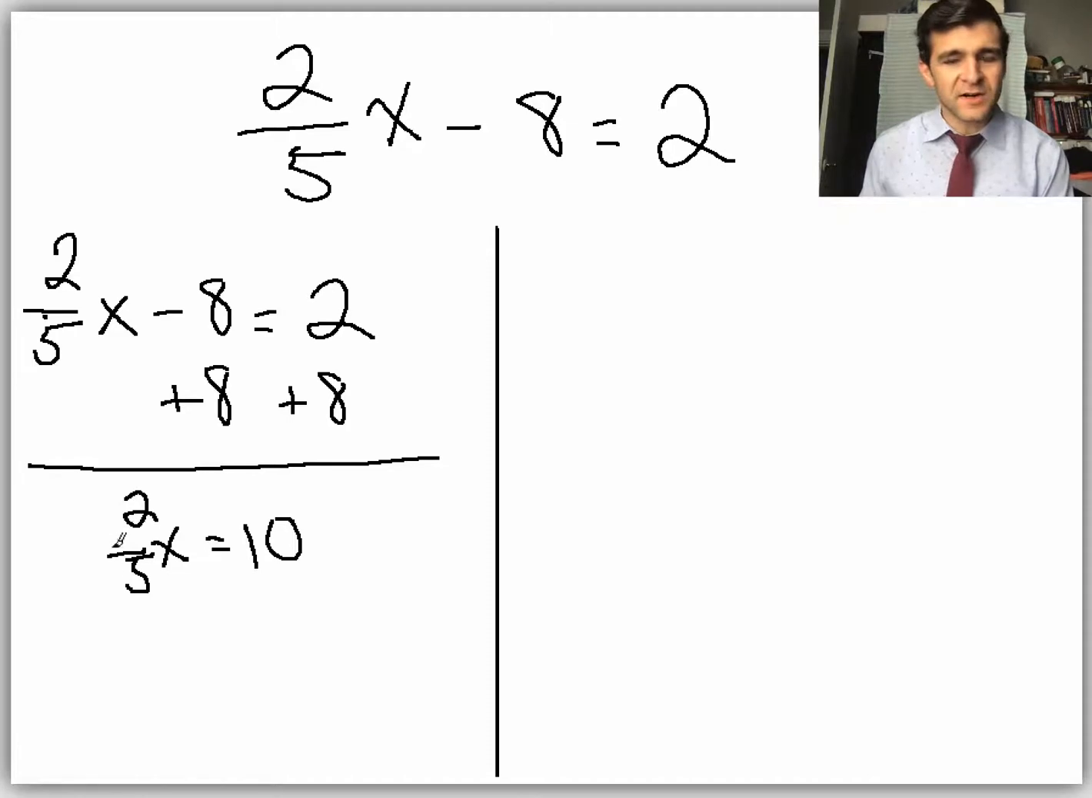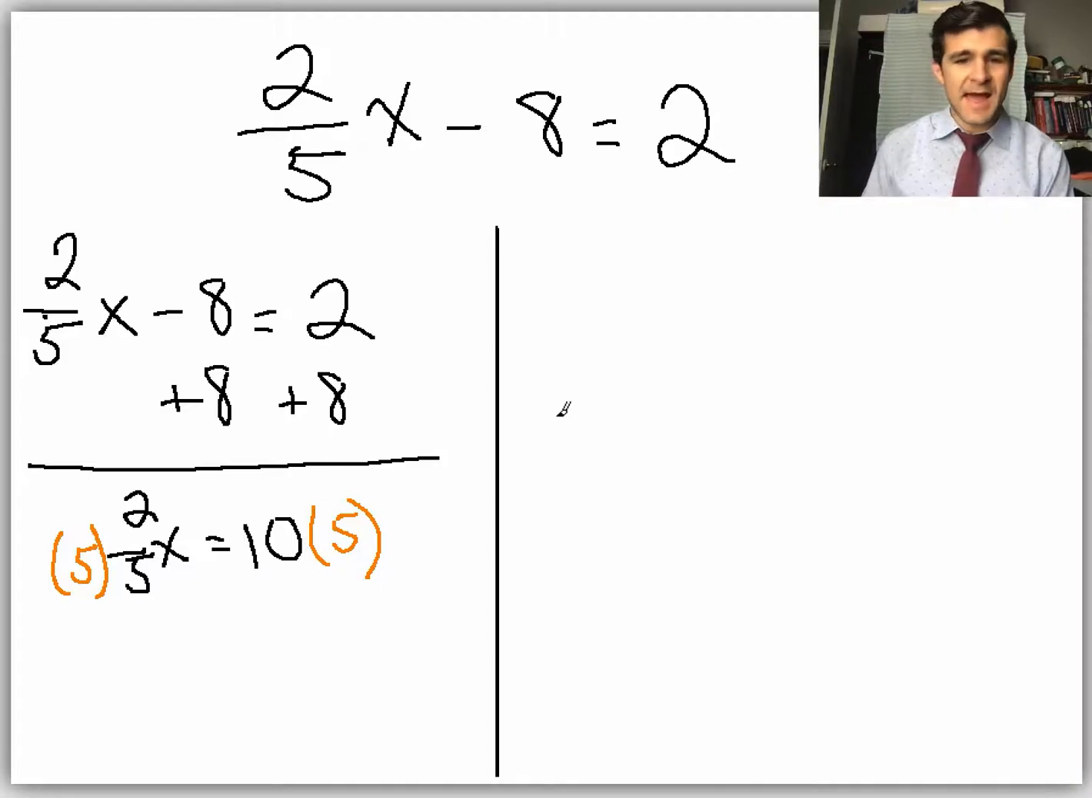All right, so from here, we need to get rid of this 5. How I want to do this is that because x is being divided by 5, I will multiply both sides by 5. So that means that this 5 and this divided by 5 cancel each other out. So on the left side of the equation, I'm left with 2x, and on the right side of the equation, I have 10 times 5, that's 50.